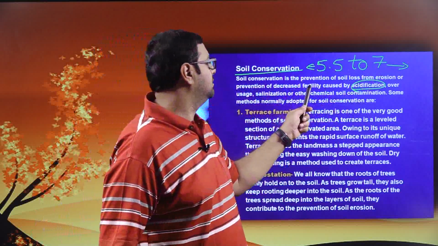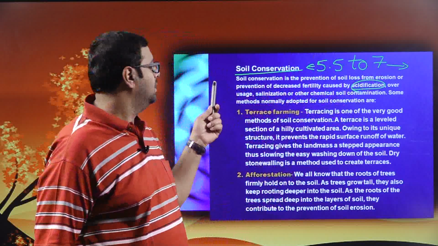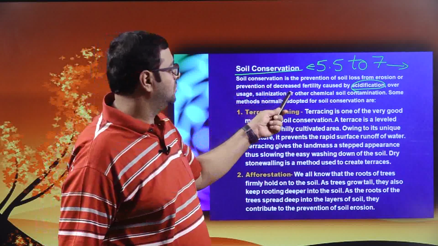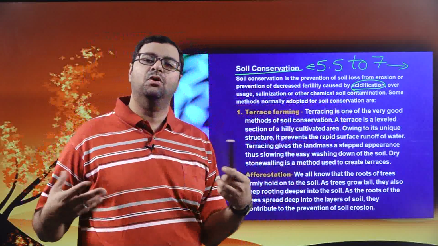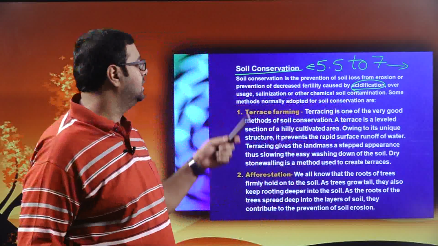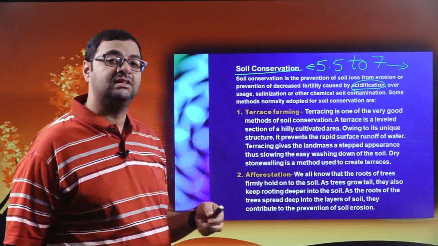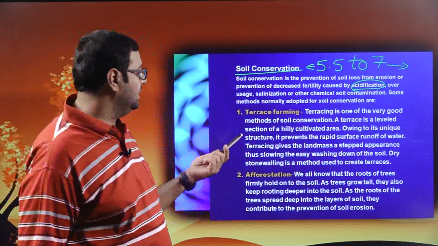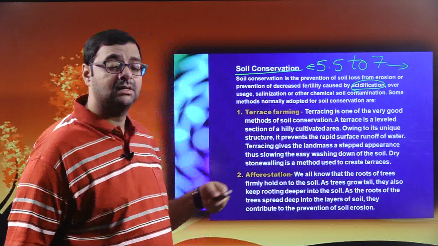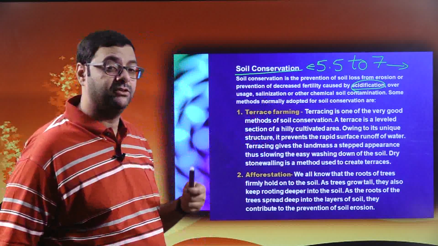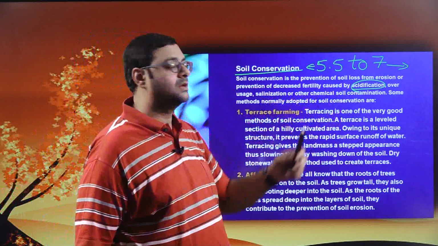Now soil conservation is the prevention of soil loss from erosion, which I already told you, or prevention of decreased fertility caused by acidification, overusage, salinization or other chemical contamination. So if you are using the soil again and again, the soil will decrease in its nutrients and the fertility will be lost. Salinization means adding more salts to the soil, which will also decrease the fertility. Or other chemical soil contamination.